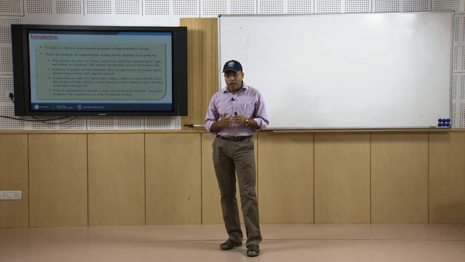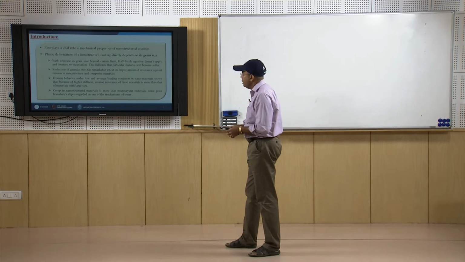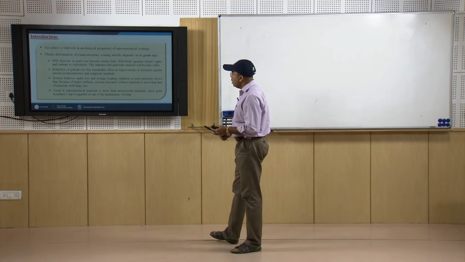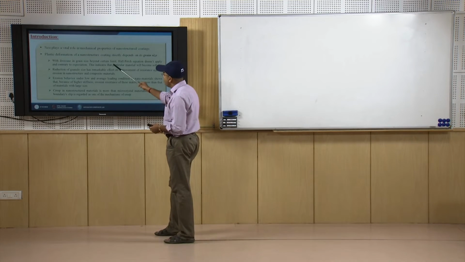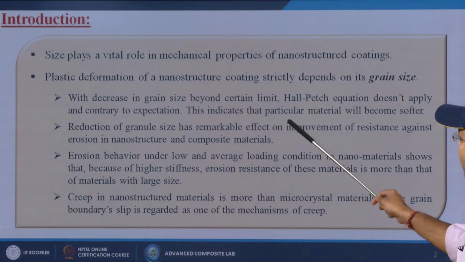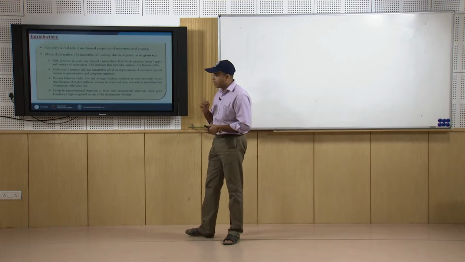When we reduce our size from micro or macro to nano, automatically the mechanical properties, in terms of tensile strength, elongation at break, the tear properties, or some other mechanical properties of the nanocomposites, are going to change. Plastic deformation of a nanostructured coating strictly depends on its grain size. That means grain size is nothing but the crystallite size of the nanoparticles. With a decrease in grain size beyond a certain limit, the Hall-Petch equation does not apply, and contrary to expectations, this indicates that the material will become softer.